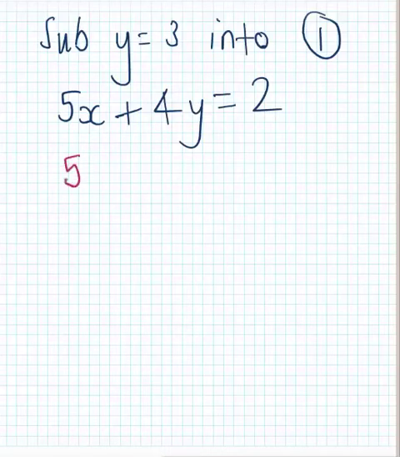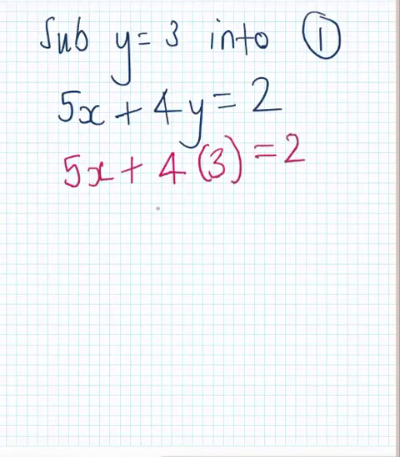So we have 5x plus 4. Now instead of y, we always substitute with brackets. We have a 3, a positive 3, equals 2. And remember, in between the brackets and a number, if there's no operation visible, it is times. And we're saying 4 times 3. And 4 times 3 is 12. So we have 12 equals 2.